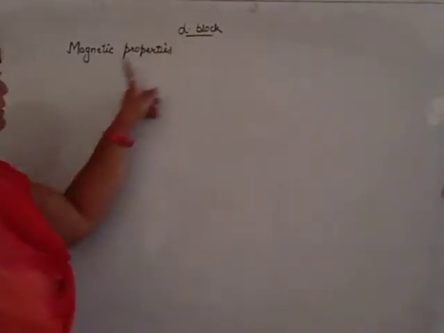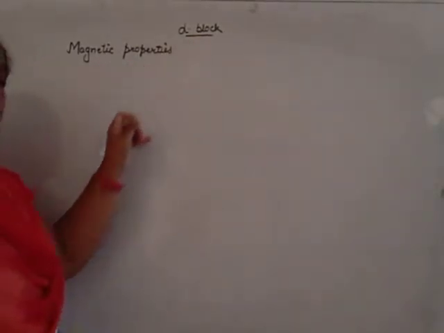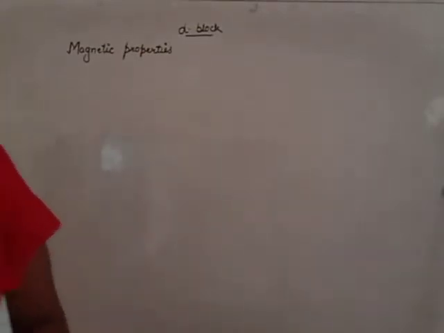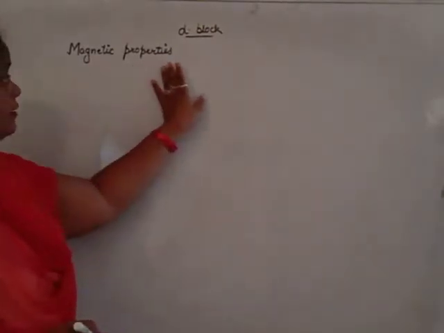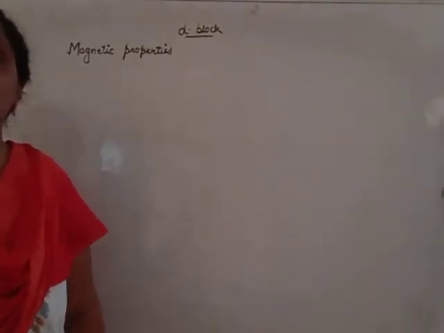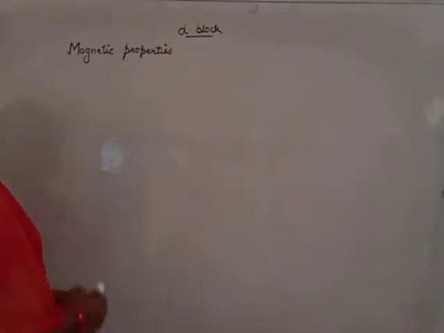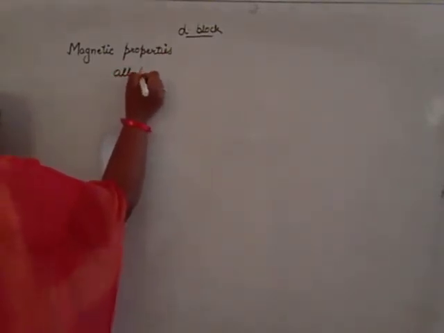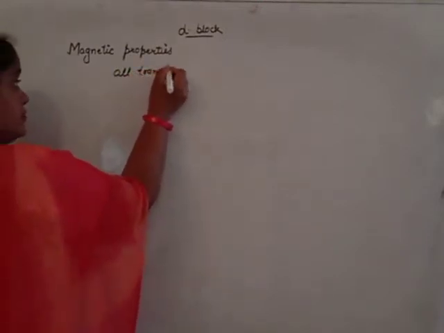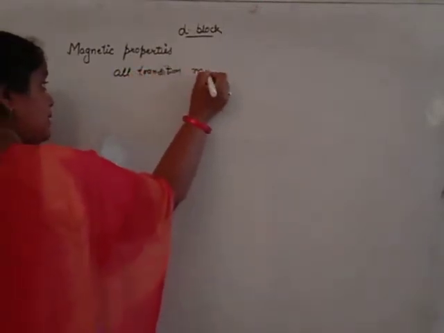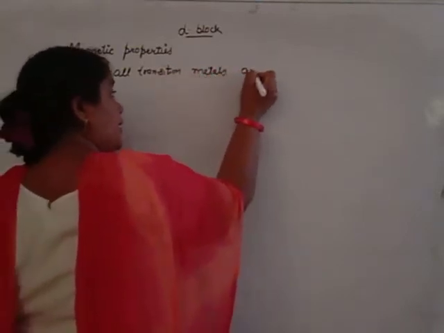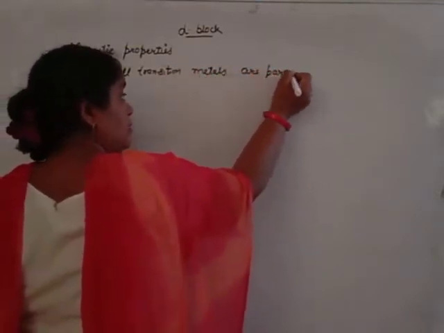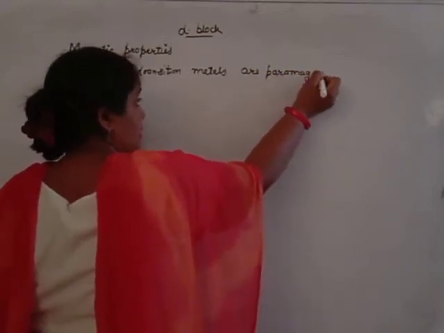Good morning, students. Let us discuss another property of d block, that is the magnetic properties. The magnetic properties will explain the magnetic behavior of d block elements. Usually we can say all transition metals are paramagnetic in nature.